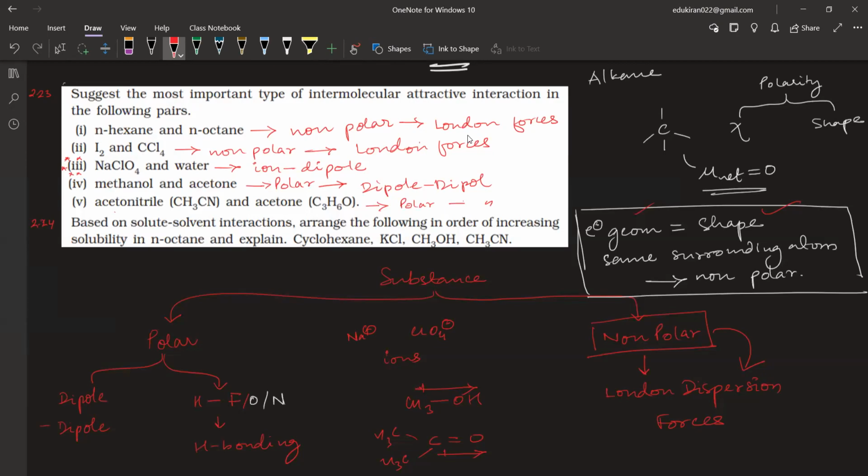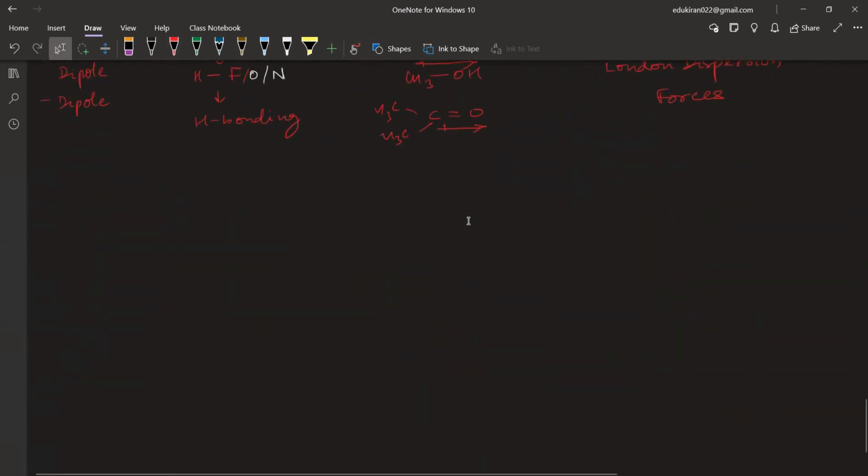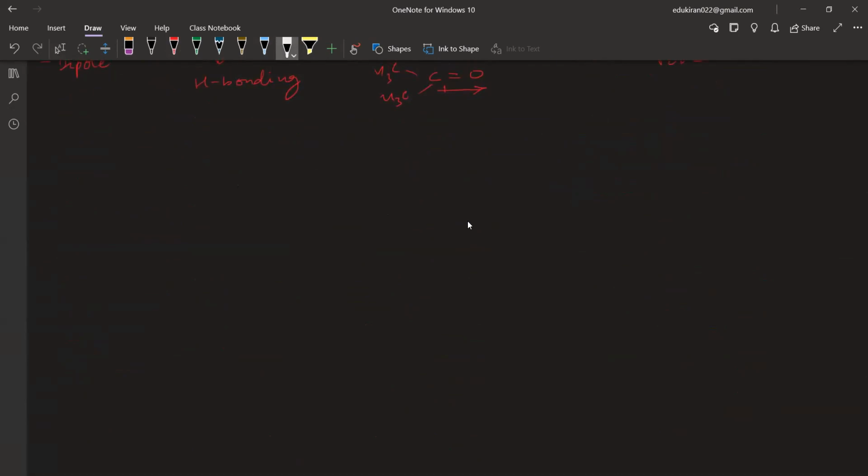Yes. Yes, sir. Okay. Now, why are we learning about the intermolecular attractive interactions in the chapter on solutions? Because solubility depends on these interactions. Now, solubility has a very good thumb rule that you can remember: like dissolves like. That means polar will dissolve polar, and non-polar dissolves non-polar.